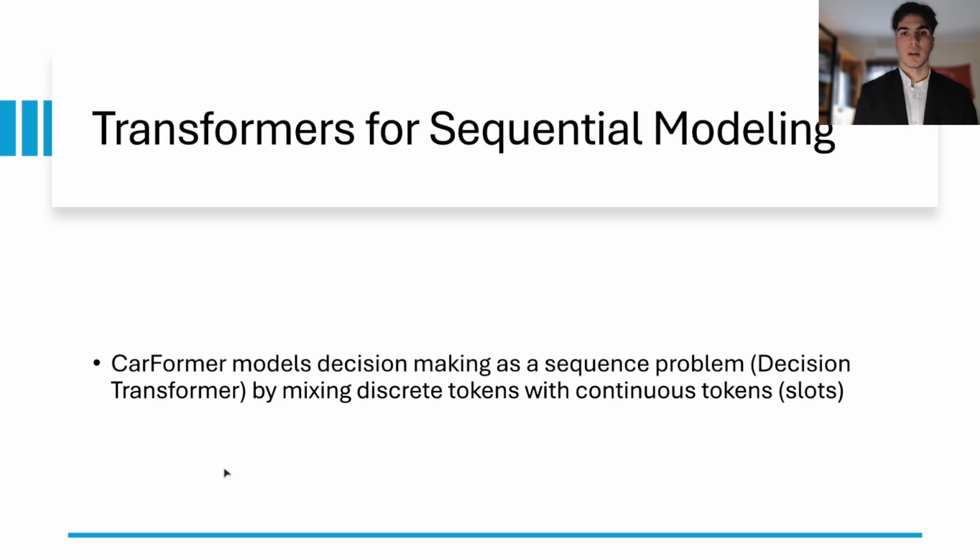Transformers for sequence modeling. Finally, this relates to decision transformers. Typical transformers in robotics try to discretize everything into tokens, treating driving like a language problem. CarFormer takes a different approach. It uses a hybrid input mixing discrete tokens, like traffic light status, with continuous tokens, the slot vectors. This allows it to model complex decision-making without losing the precision of continuous values.